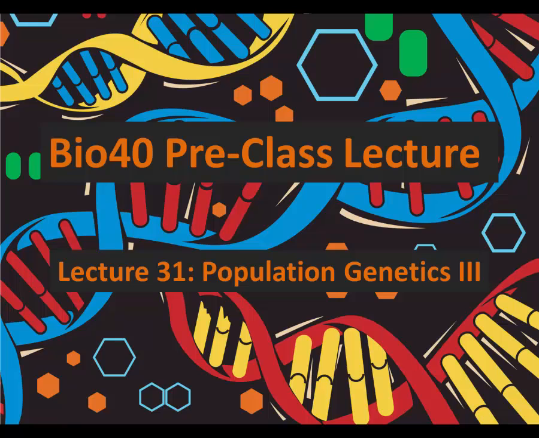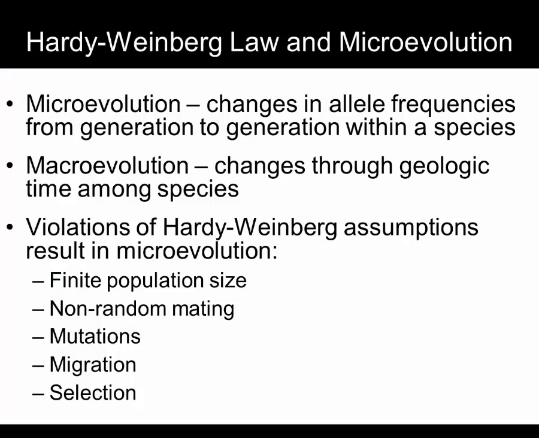This time we violate more of the Hardy-Weinberg assumptions. We mentioned last time how violations of the Hardy-Weinberg assumptions lead to changes in allele frequency, which we call microevolution. We've covered selection. Now let's see what the consequences of small populations are.